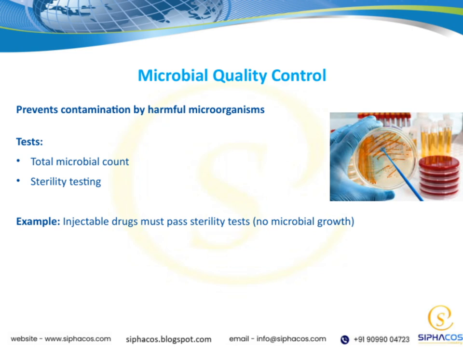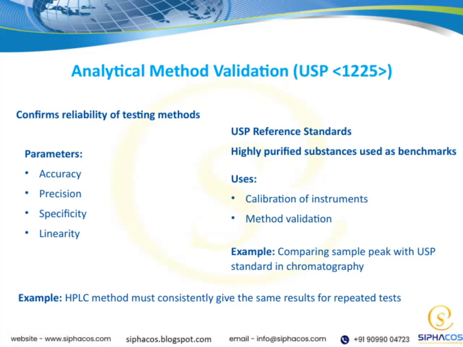Overall, microbial quality control is essential because it safeguards patients and maintains the integrity of our pharmaceutical products. It's a key part of the quality assurance process that underpins trust in our medicines. Let's look at an example.